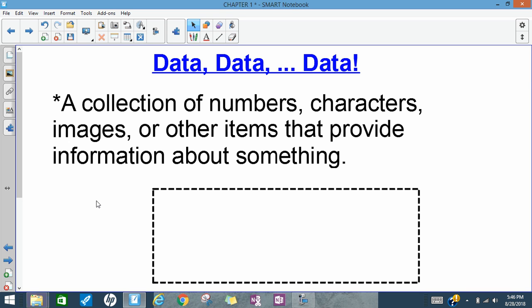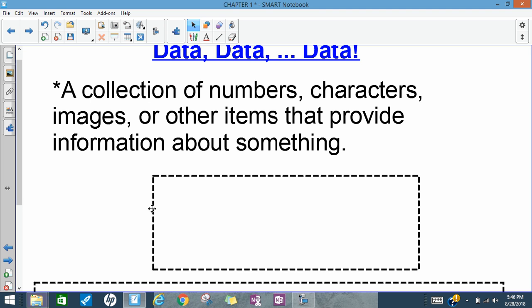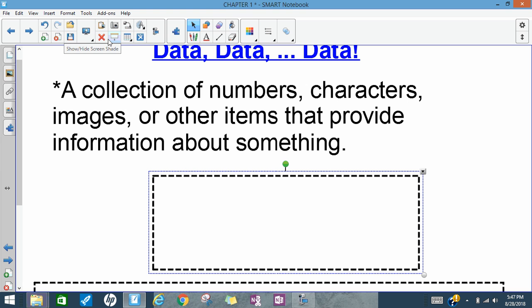There's the technical definition: a collection of numbers, characters, images, or other items that provide information about something. So we want to collect data to tell us something about the world, tell us something about how things work, so we can find patterns and similarities. And just as a hint, as you're going through, I'm not going to do a lot of pausing, so if you need to write something down, make sure you pause the video so that you don't miss something that I say while you're trying to copy something down.